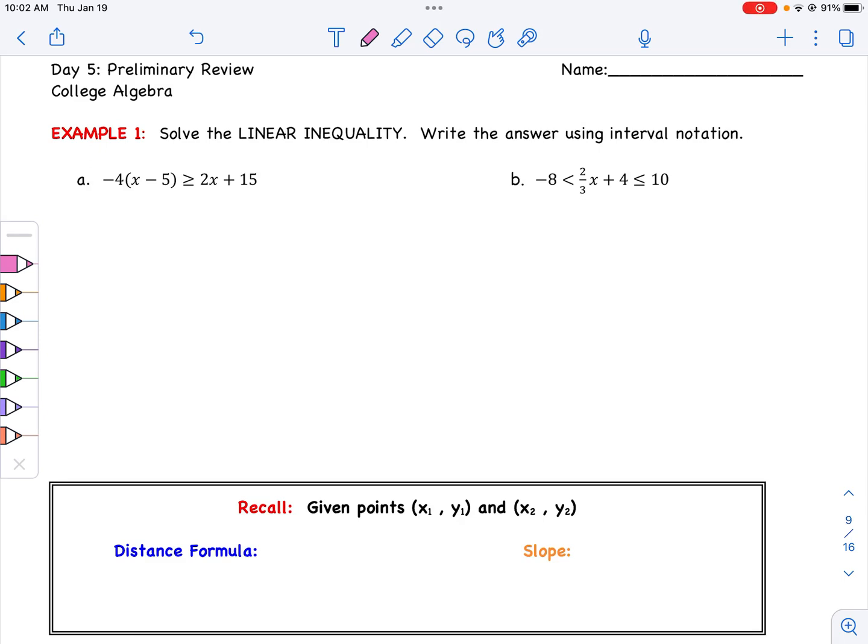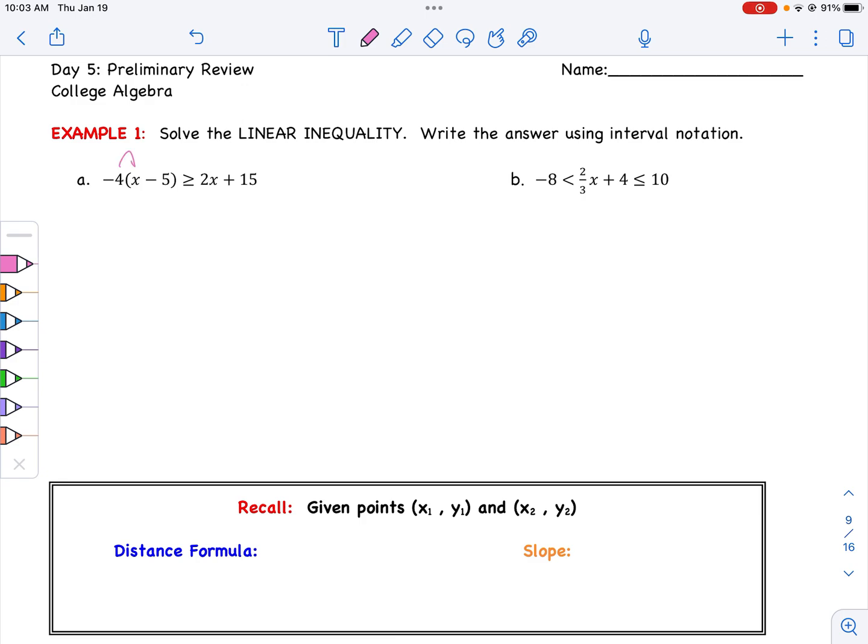Hi college algebra students, welcome to day 5 of our preliminary review, and today we're going to talk about some linear inequalities to get us started. So for example 1, we're going to solve the linear inequality and we're going to write our answers in interval notation. Whenever we solve our inequalities, we want to have the variable on the left side, and then we'll graph it as well as put it in interval notation.